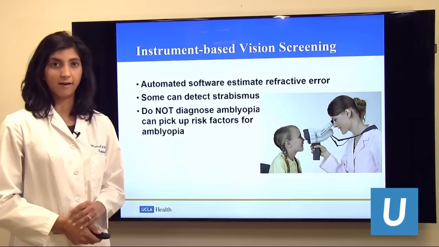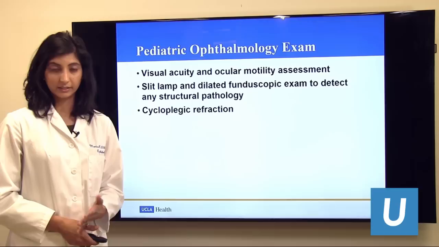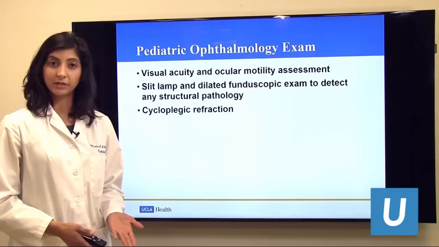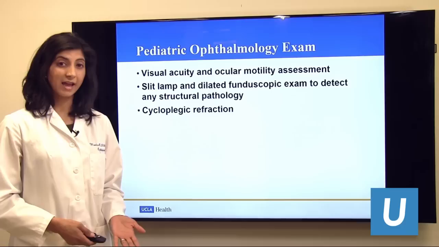So at the ophthalmologist, what can you expect? Well, the child will have a more formal visual acuity and ocular motility exam. They'll also receive a slit lamp and dilated fundoscopic exam to screen for any structural ocular pathology. And then finally, they'll undergo a refraction to look for any refractive error. In children, this refraction is typically done after they receive dilation drops, because checking a refraction after dilation is the most accurate way of doing that.